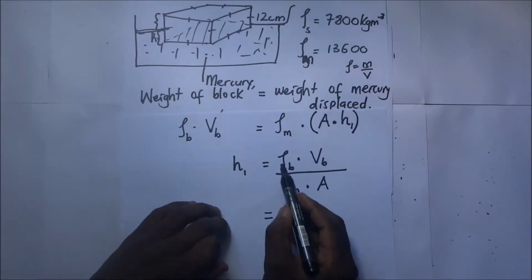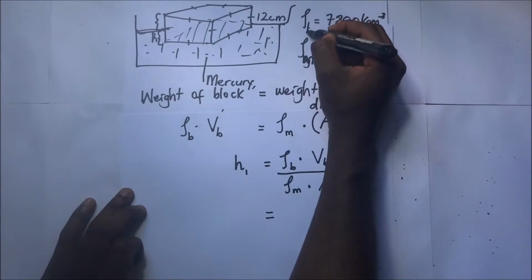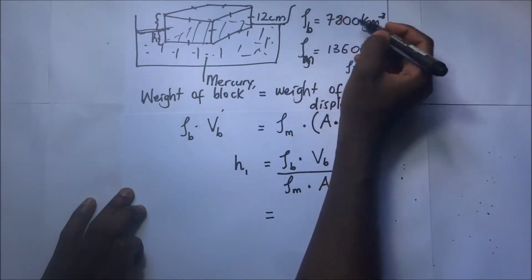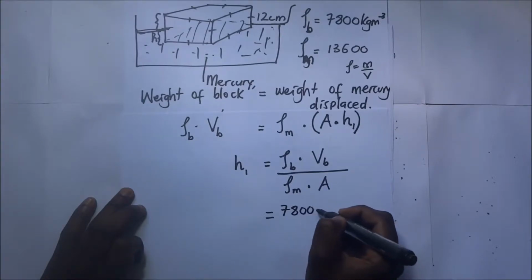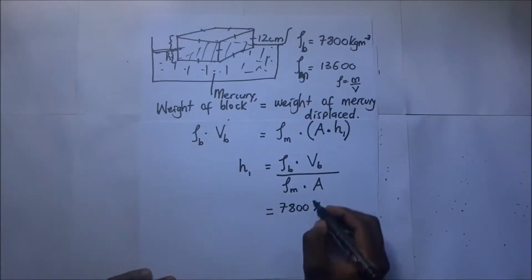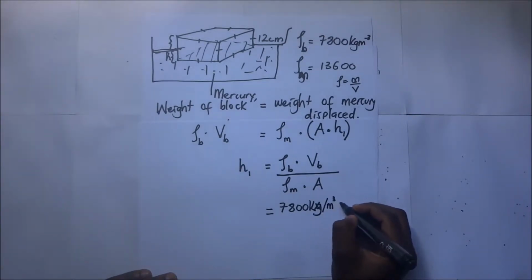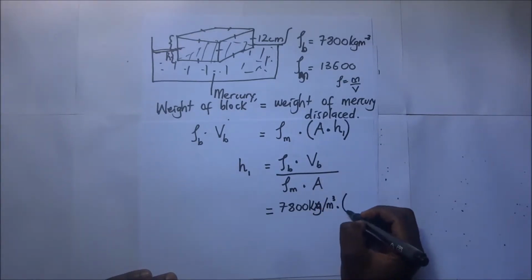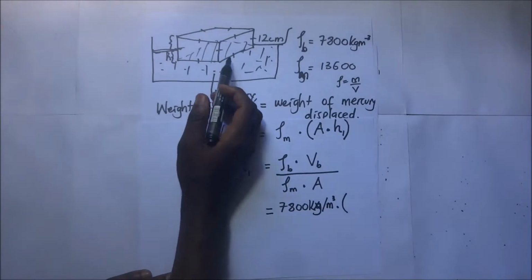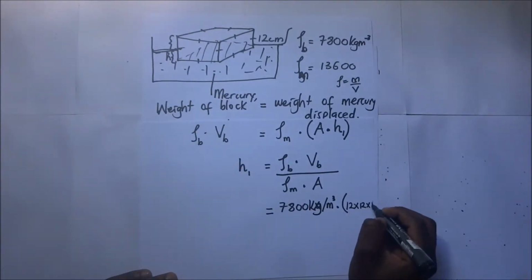So in this case, the density of the block is given in the question as 7.8. Of course, this is the density of the solid block, given by 7,800. Now this 7,800 is in kilograms per meter cubed. Multiply that by the volume of the block. Of course, the volume of the block, it is 12 centimeters all through, so it is 12 times 12 times 12.